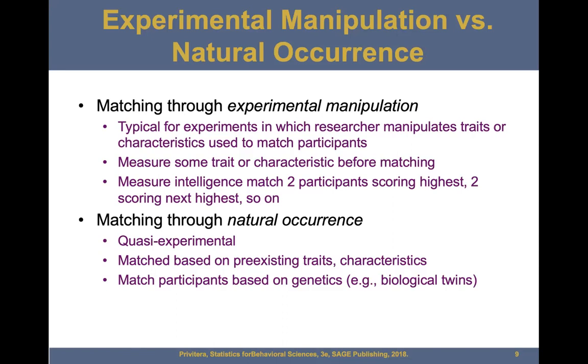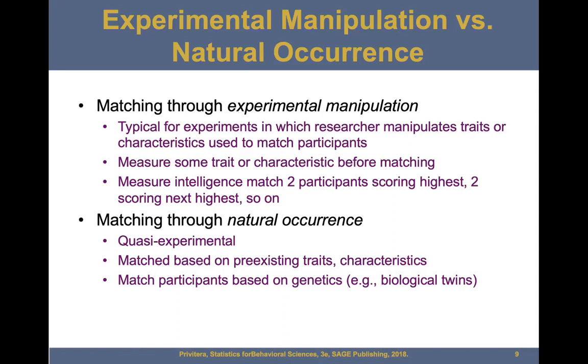So experimental manipulation versus natural occurrence. Match for experimental manipulation. Used in experiments when we want to find the traits or characteristics used to match. Measure some trait or characteristic before matching. For example, you might measure intelligence, match the two participants scoring the highest on intelligence, and then the next highest, and so on, in terms of how we might look at experimental manipulation.